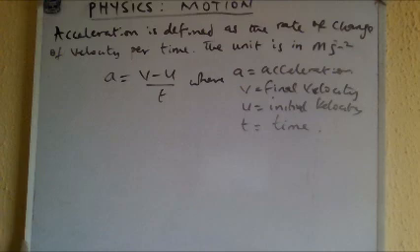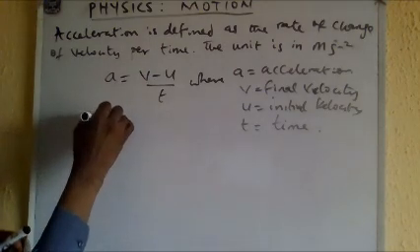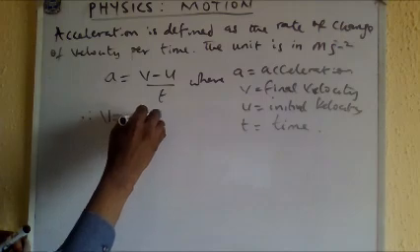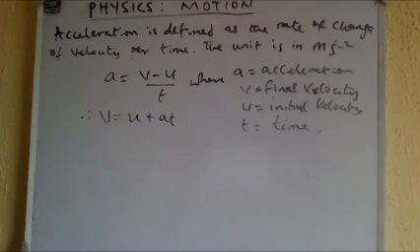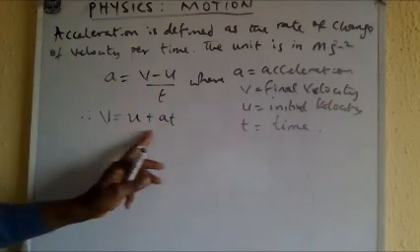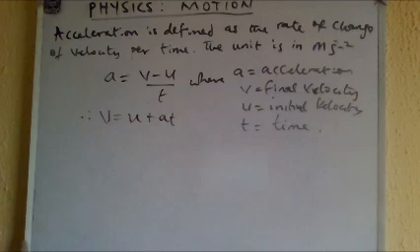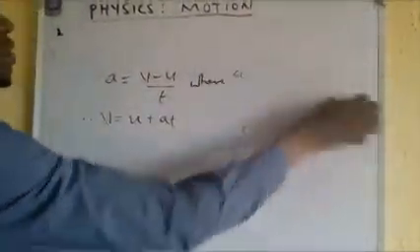Even from here, it implies that final velocity V is U plus AT. If you want to make it the subject of the formula, come check out our math videos where we do the transposition. So you will make it the subject of the formula by doing this. Okay. So we have talked about acceleration. Let's move on to another important aspect of kinematics.